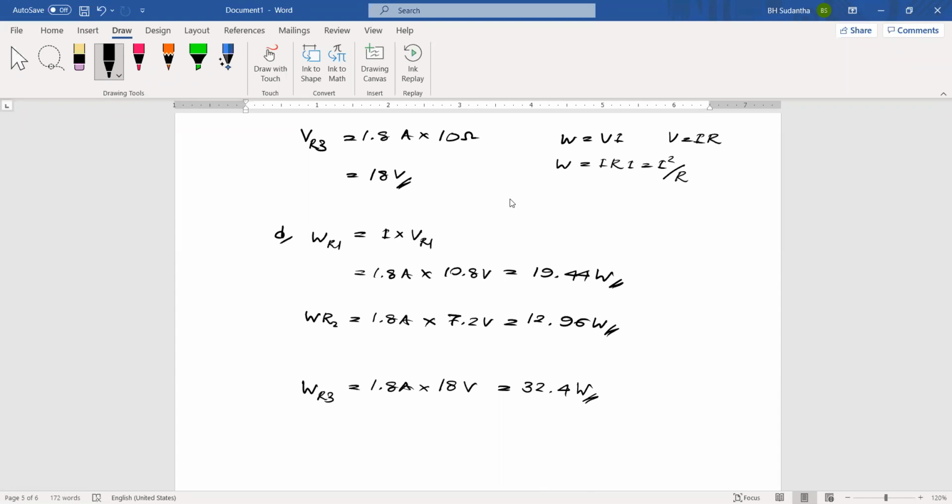Then here, if you want, you can substitute I also. Then V is there. What is I? V divided by R. And this is V squared divided by R. So one of these equations you can use to find voltage.